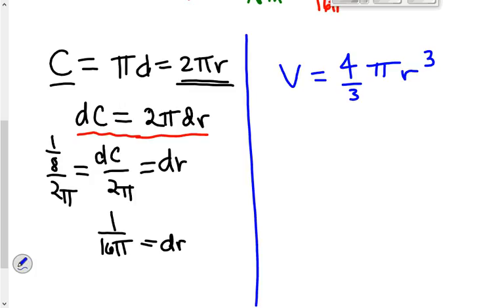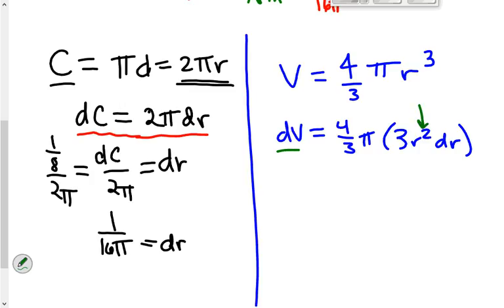I will, in fact, take the derivative of both sides. So when I take the derivative of V, what am I going to get? dV. And I've got my 4/3 pi. And what happens when I take the derivative of r cubed? Okay, so I get 3r squared dr. So you can see that the error in the volume is actually going to depend on what the radius is. And I think it kind of makes sense.